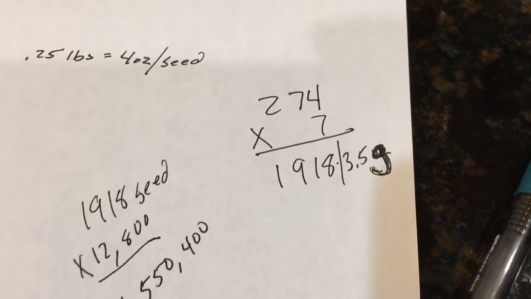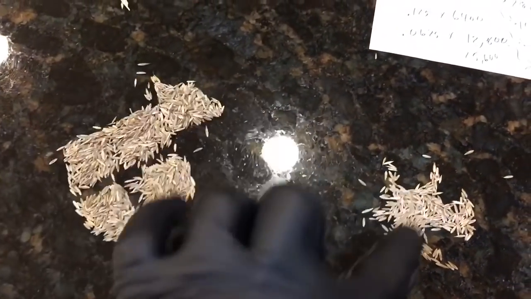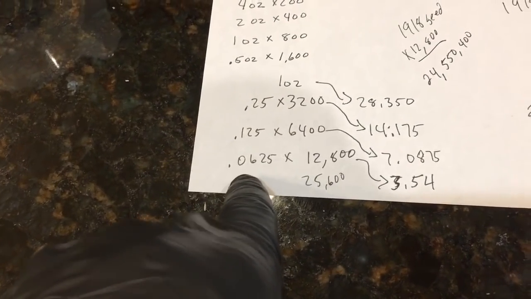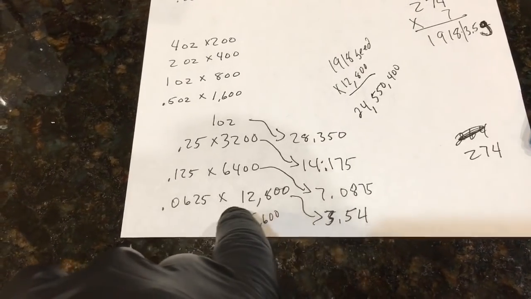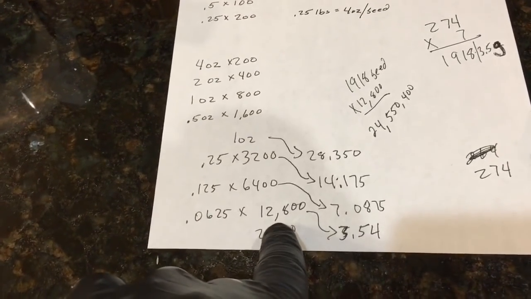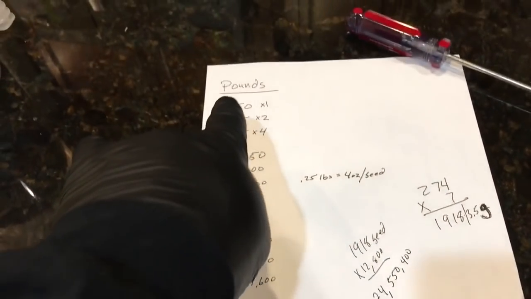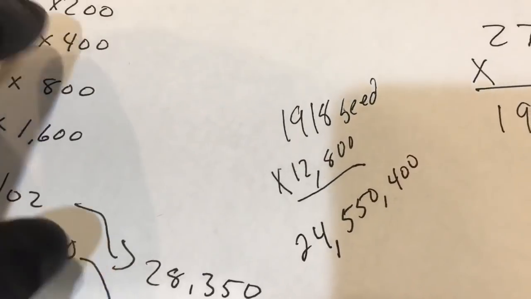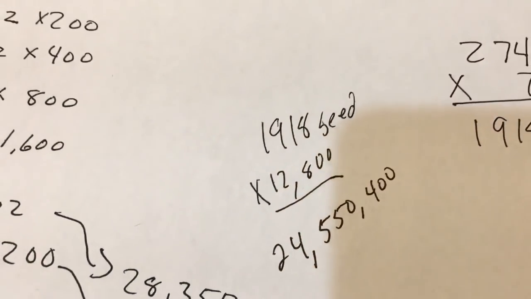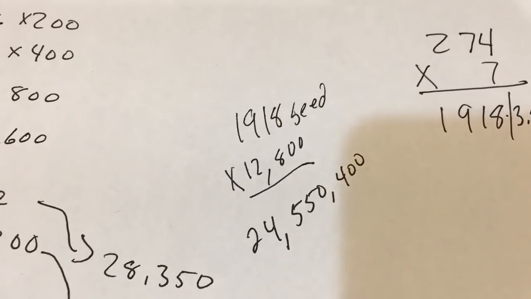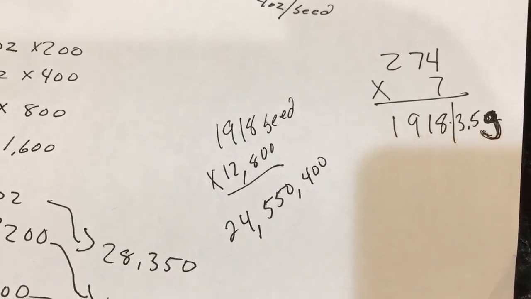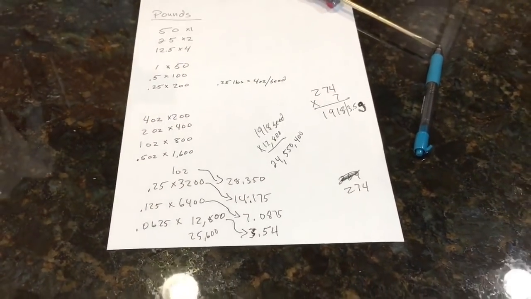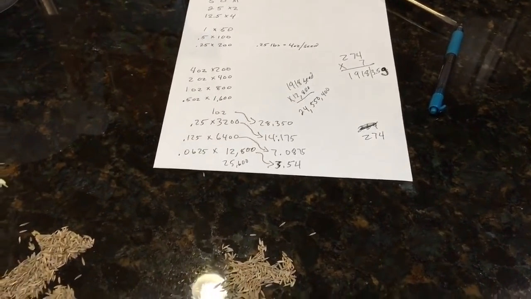That comes to 1,918 grass seeds in 3.5 grams. Well, when we converted this over, the 0.0625 ounces equals 3.54 grams. We have to multiply that times 12,800 to get the answer for the 50 pounds. 1,918 times 12,800, 24,550,400 grass seeds in a 50-pound bag of tall fescue turf.